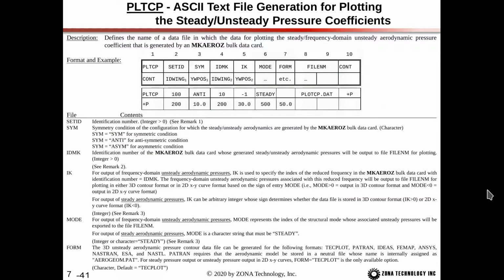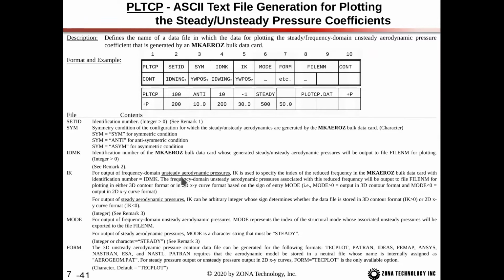Next we have the plot CP card to plot the steady and unsteady pressure coefficients. So we have an ID number. Next we have sim, which can be either sim for the symmetric condition, anti for the antisymmetric condition, or asim for the asymmetric condition. ID MK refers to an MK AEROZ card. And IK has some different options here depending on what you're plotting.